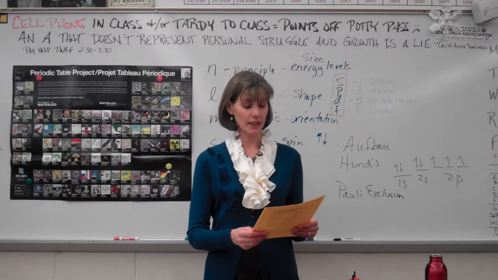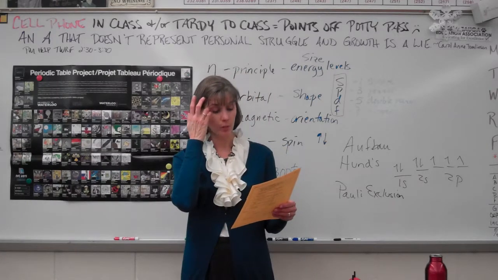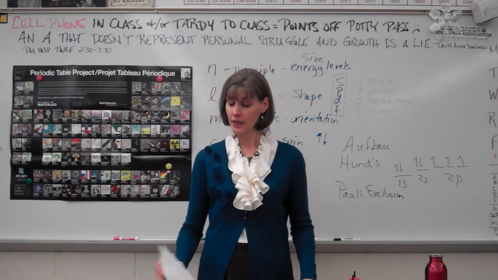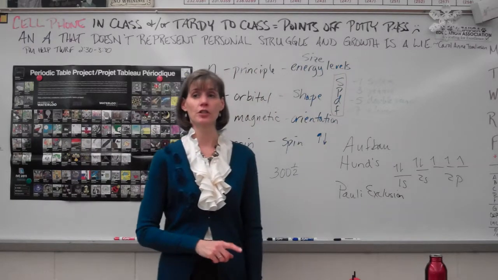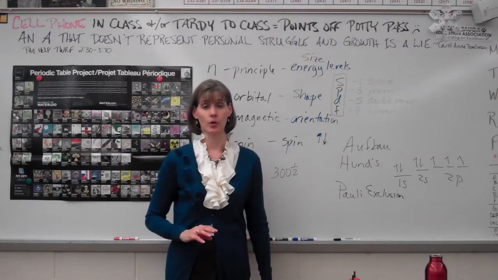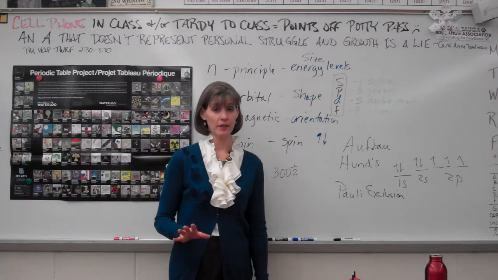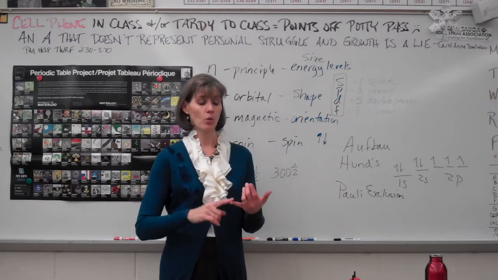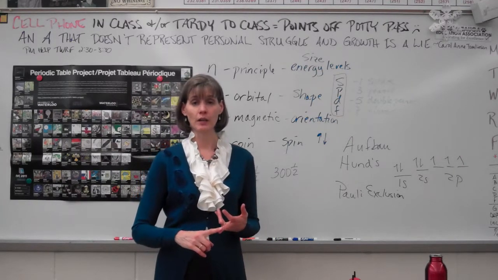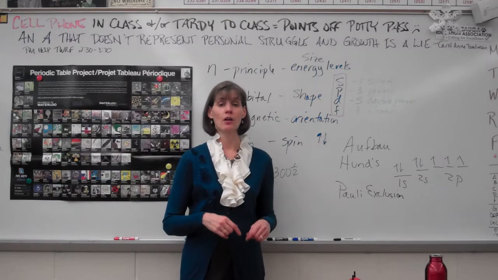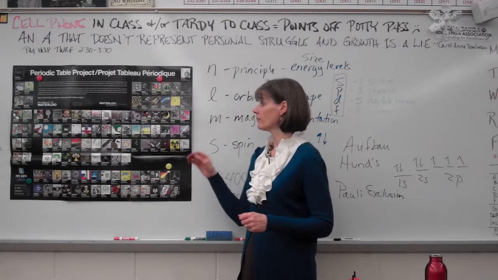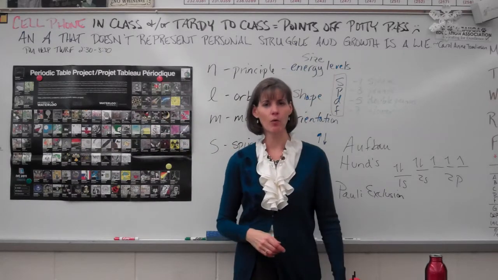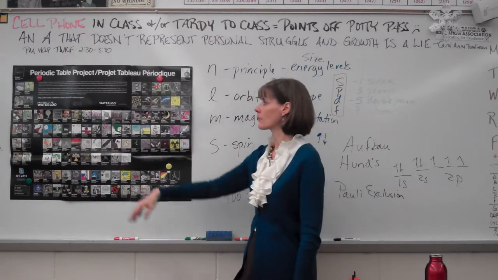Number 17, the order of fill for orbitals from 1s through 6d. Now, if you can write an electron configuration for any element on the periodic table, and you should be really good at it by the time you're done with this chapter, then you know the order. 1s, 2s, 2p, 3s, 3p, 4s, 3d, 4p. Where am I getting that? I'm just reading the periodic table on the back wall, left to right, top to bottom.